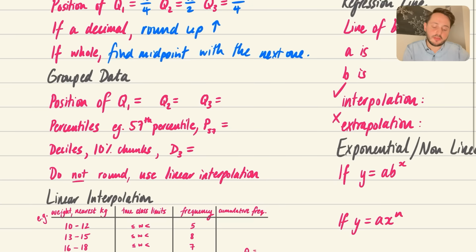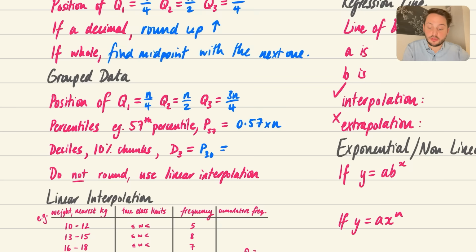If you have grouped data, to find the position of Q1, you still do n divided by 4, n divided by 2, and 3n divided by 4. If it's percentiles and you wanted to find the 57th percentile, so you'd call that P57, you do 0.57 multiplied by n, you're going 57% of the way along. And deciles, these are 10% chunks, so D3 is like going 30 percentiles along, which is just going to be 0.3 multiplied by n. So that's how you find the positions. You don't do any rounding or any of the stuff that I've mentioned up here for these. Instead, you use linear interpolation.